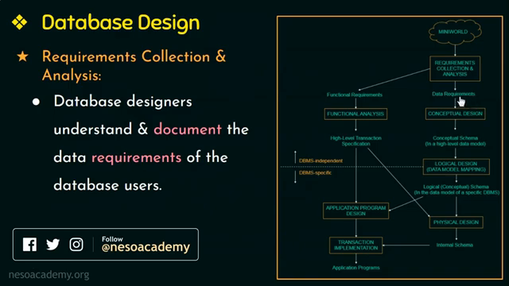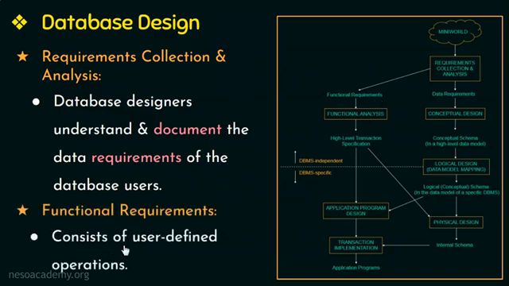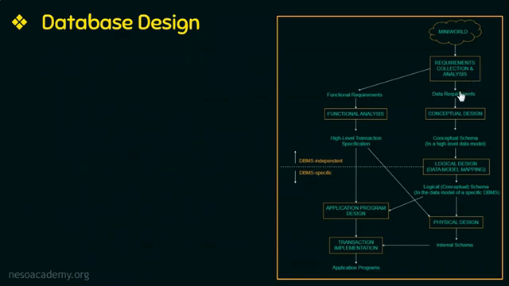Along with specifying the user's data requirements, the functional requirements also have to be specified. These functional requirements consist of user-defined operations that have to be applied to the database, and it could also include retrieval and updation of data. Once all these requirements are collected and analyzed, the next step is to create a conceptual schema for the database using a high-level or conceptual data model.